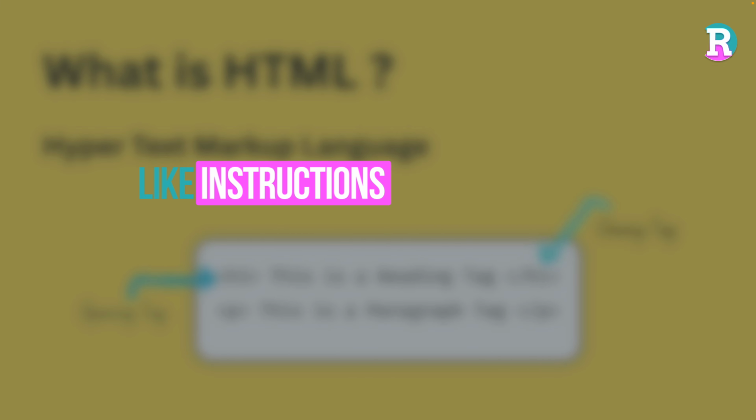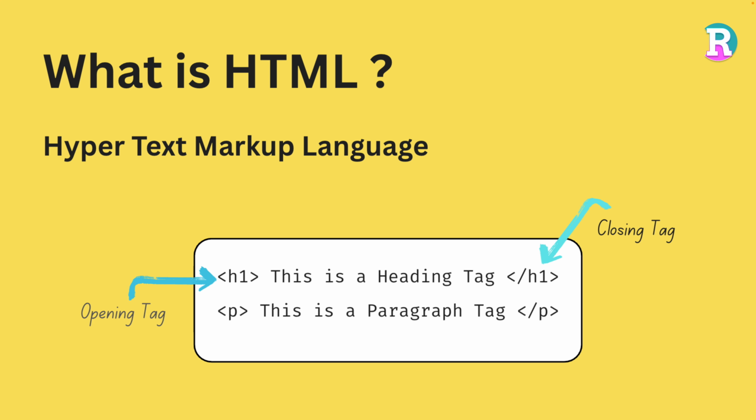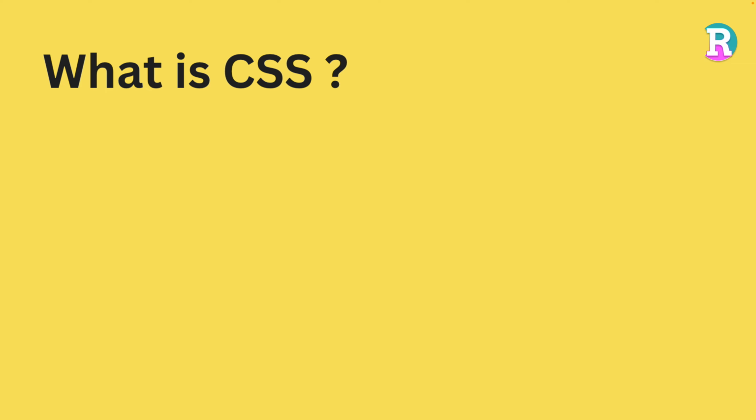Tags are like instructions to the browser. And here you can see the markup side of the HTML. Later, we're going to explore this deeply. And the next is CSS.